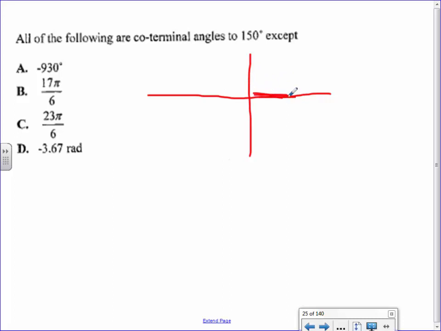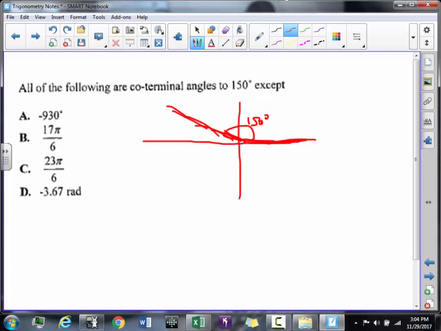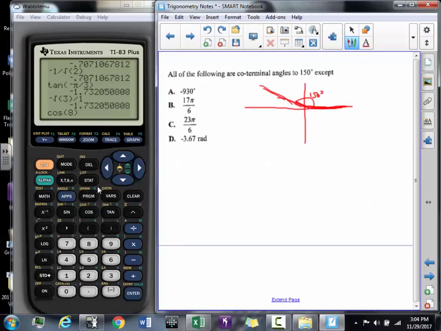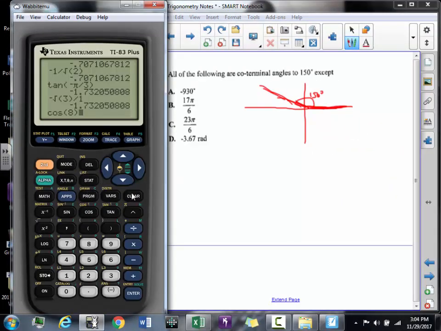Well, you draw one arm along this axis, and then 150 would end up somewhere over here, I guess. And that angle there would be 150 degrees. Let's talk negative 930. What does negative 930 mean? It means go backwards around the circle. So you could try doing something like this.